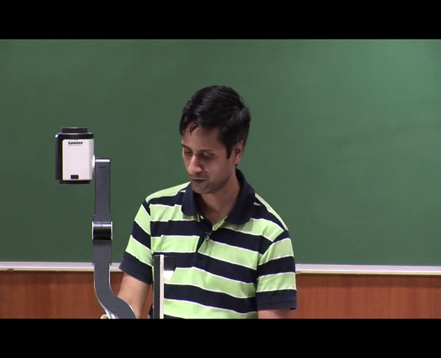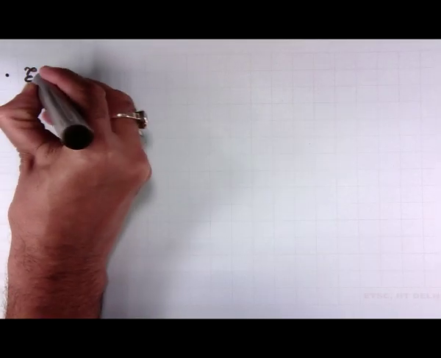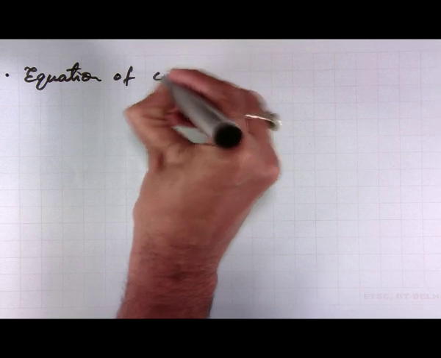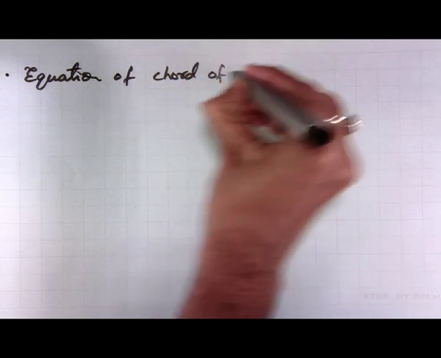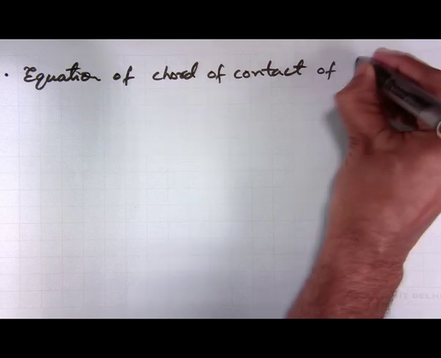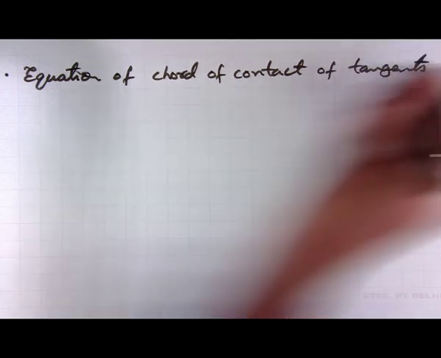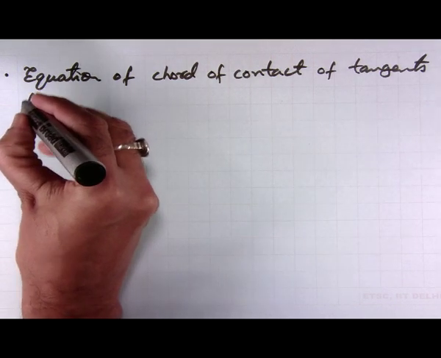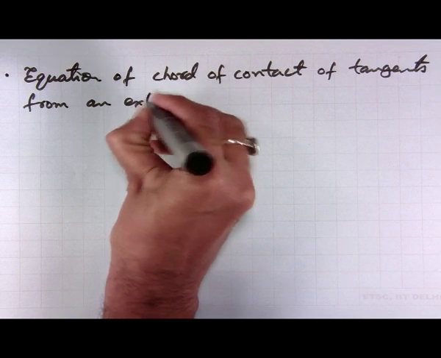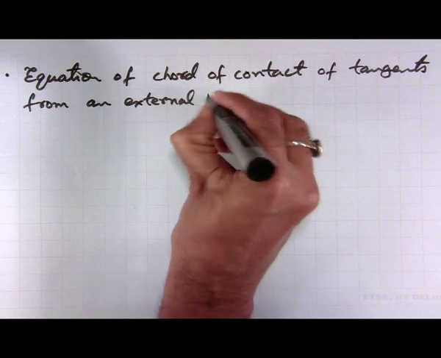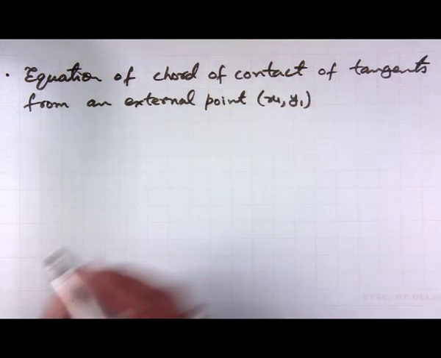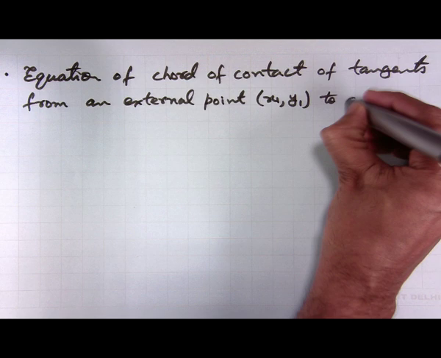So, the first thing we will derive is the formula for the equation of the chord of contact of tangents from an external point x 1 y 1 to an ellipse.